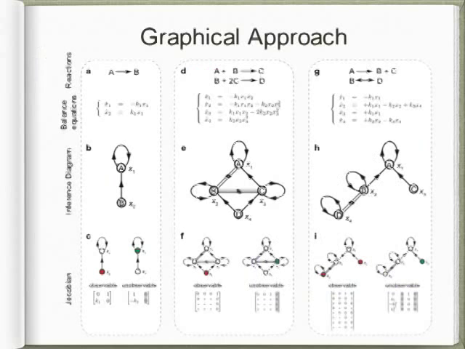Let me give you a few examples about this graphic approach. Suppose we have a very simple biochemical reaction. A goes to B. Compound A goes to compound B. Can you tell me which one we should measure so that we can infer the other? Either A or B, so 50% chance.